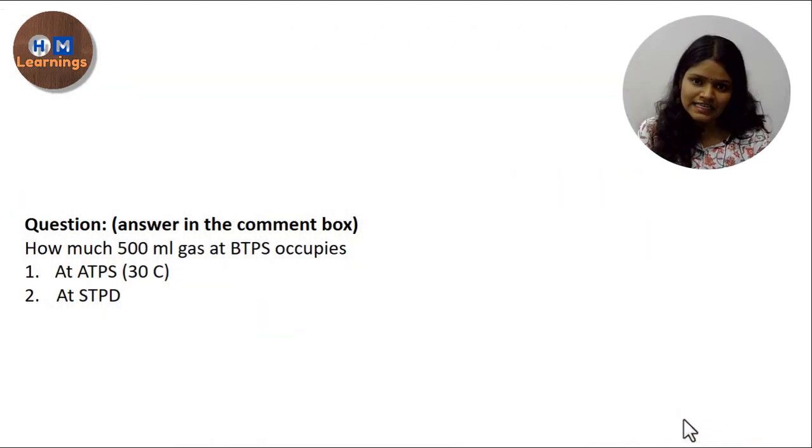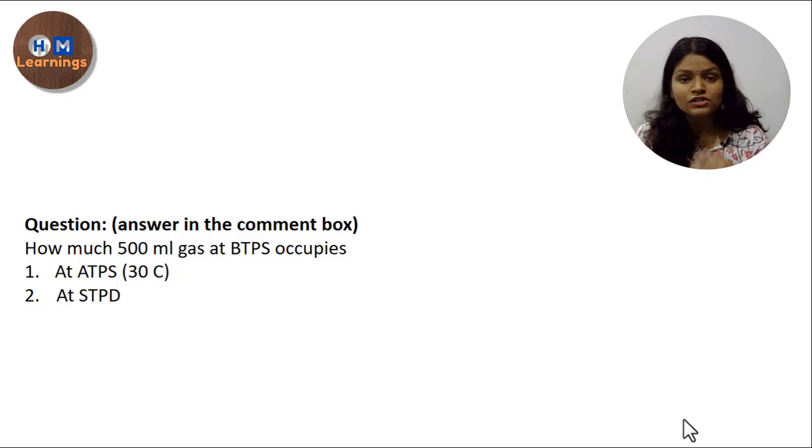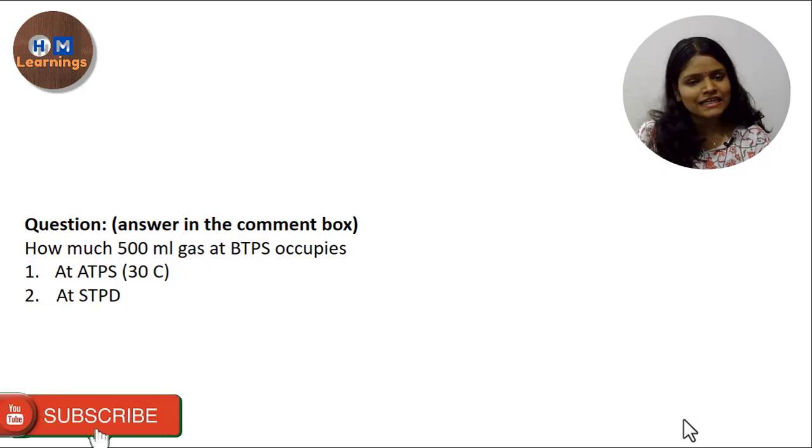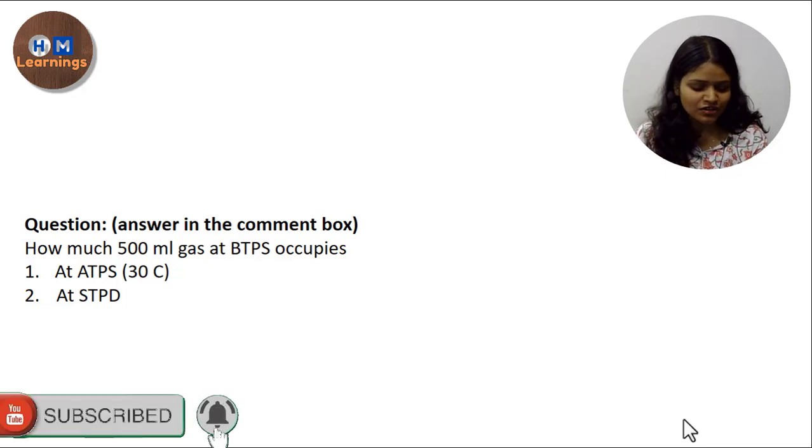As I said at the start of this video, we are going to give you a question. This is the time to tell you the question. We want to know from you how much volume 500 ml of gas at BTPS occupies at ATPS, if you take 30 degrees Celsius temperature, and at STPD. Mention it in the comment section, and also let us know the number of oxygen moles in these three different conditions. This is a tricky question.